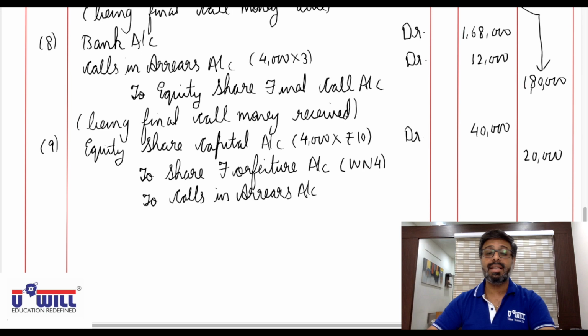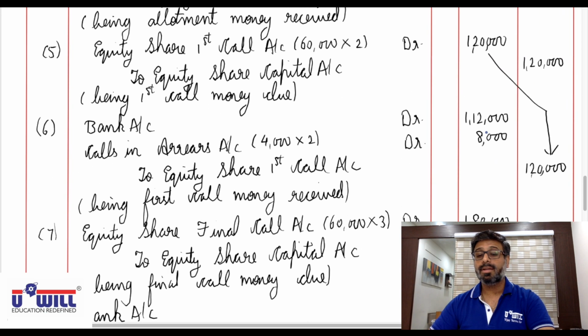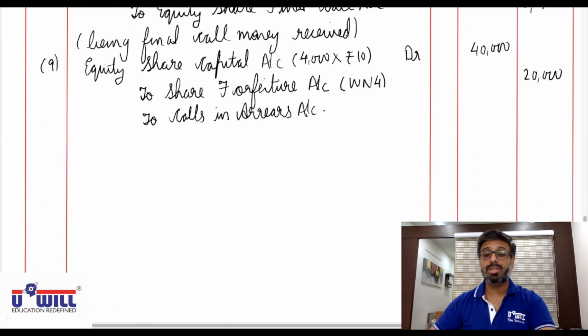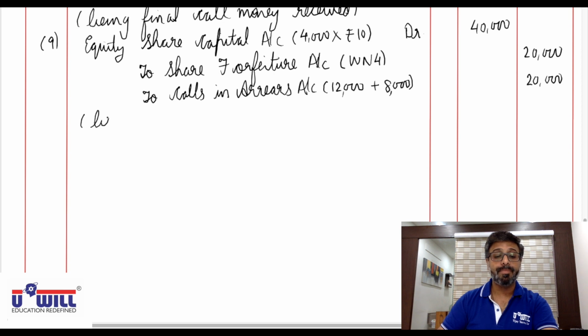And to calls in arrears. All of you see here, these calls in arrears are 12,000, these calls in arrears are 8,000. So 12,000 plus 8,000, calls in arrears what we will credit is 20,000. And you all can cross check, 20,000 plus 20,000 is equal to 40,000, being 4,000 shares forfeited.